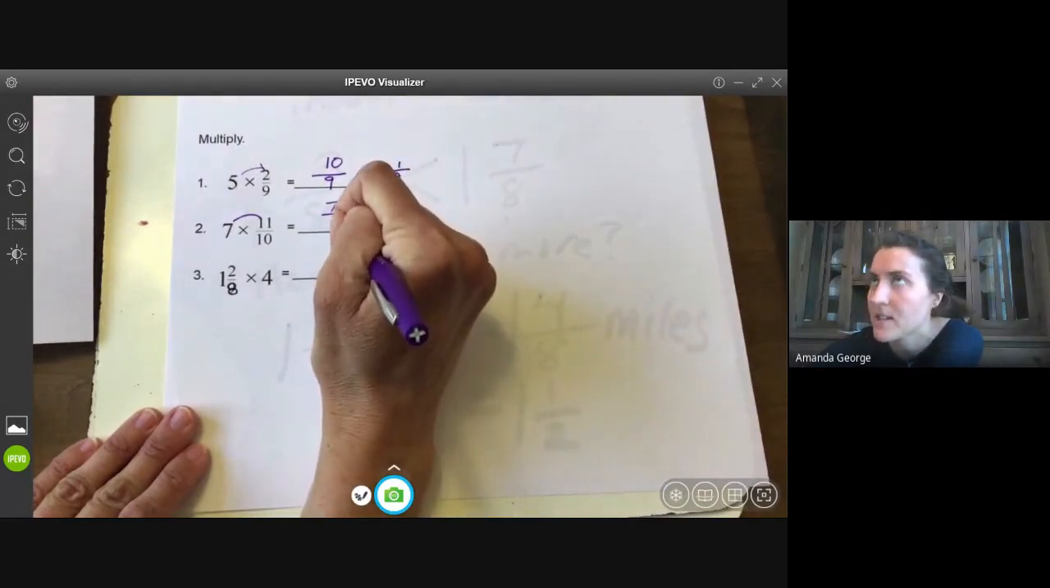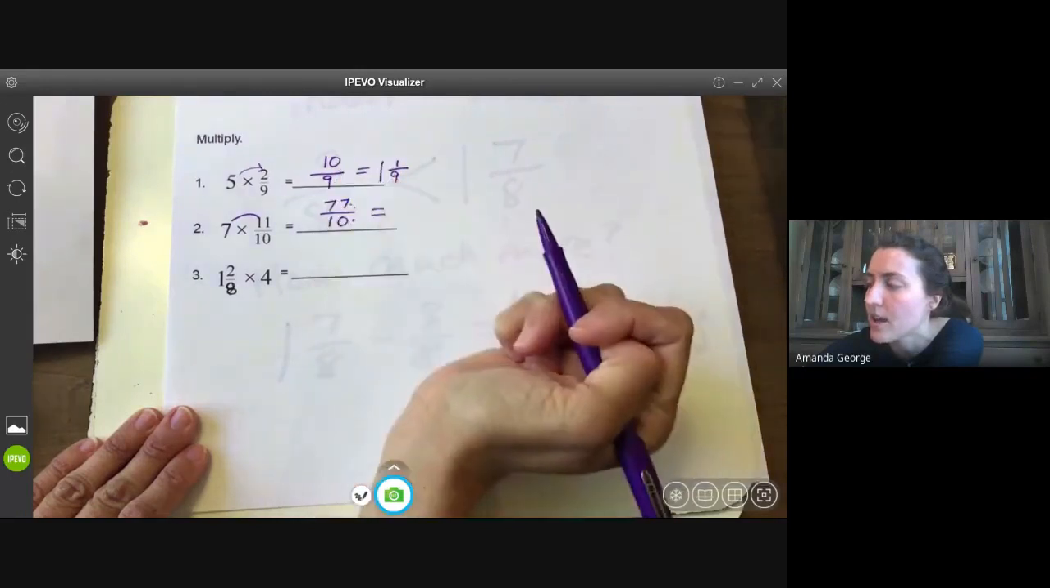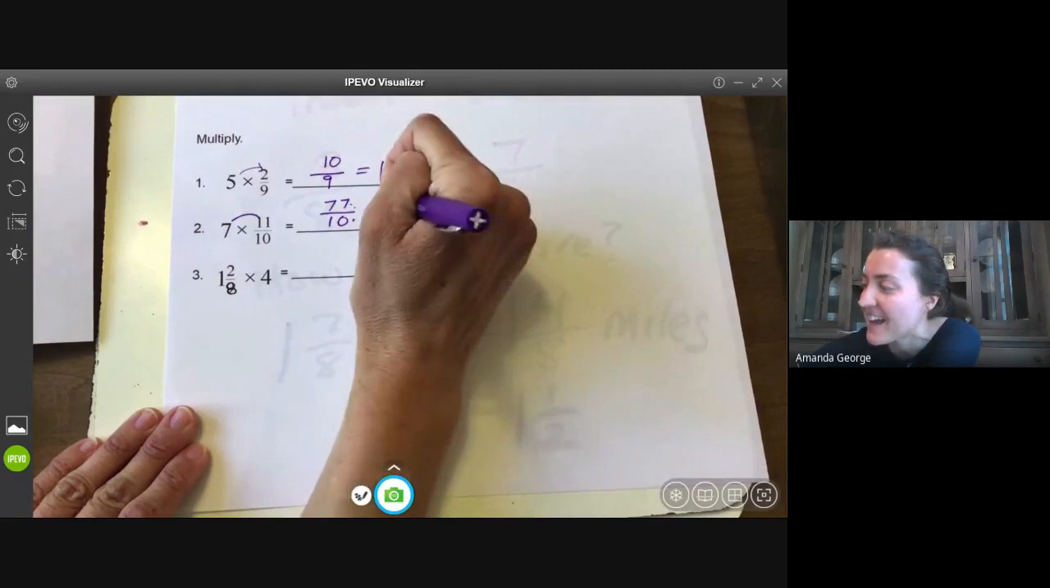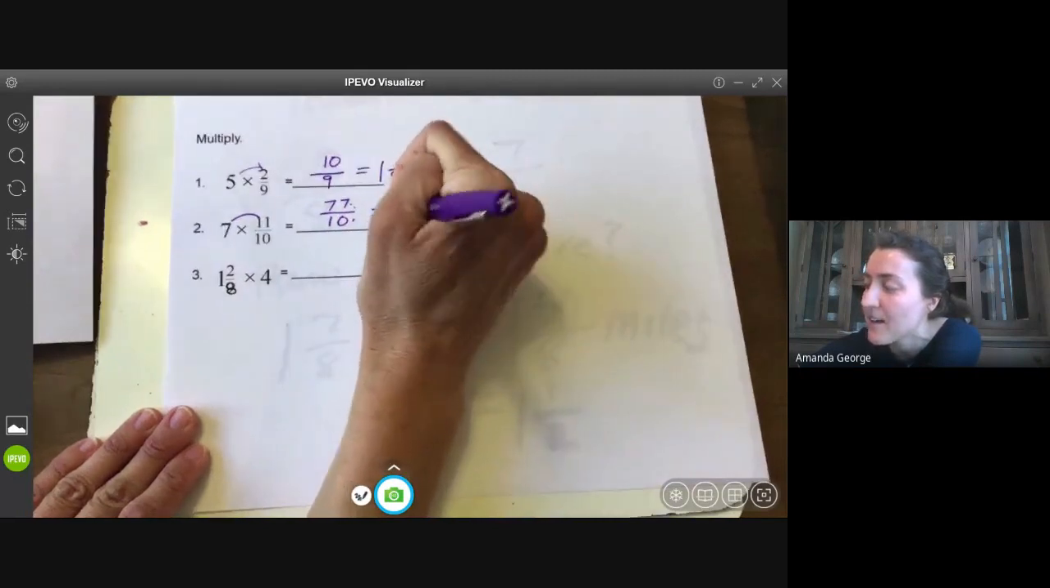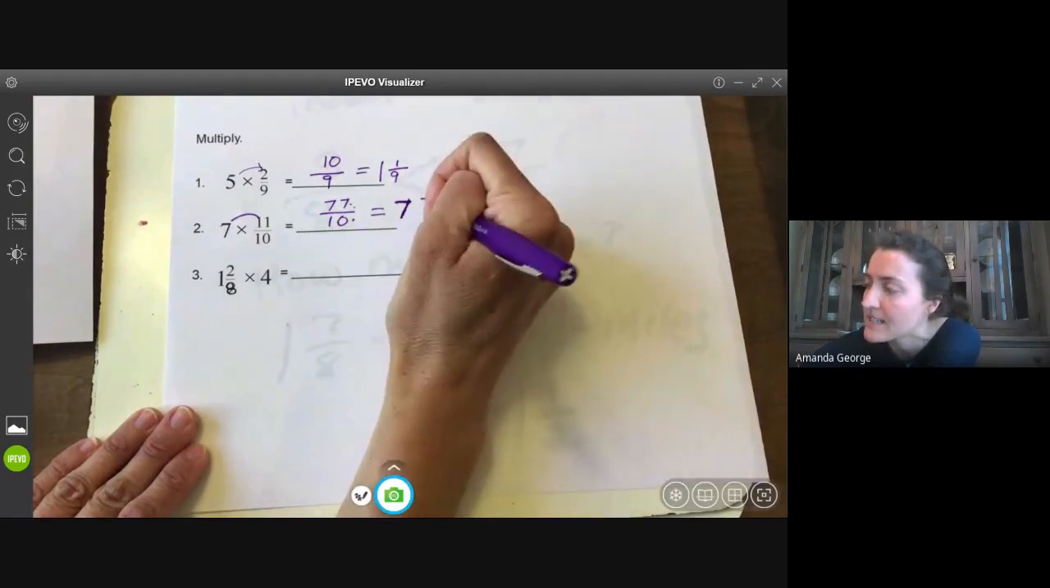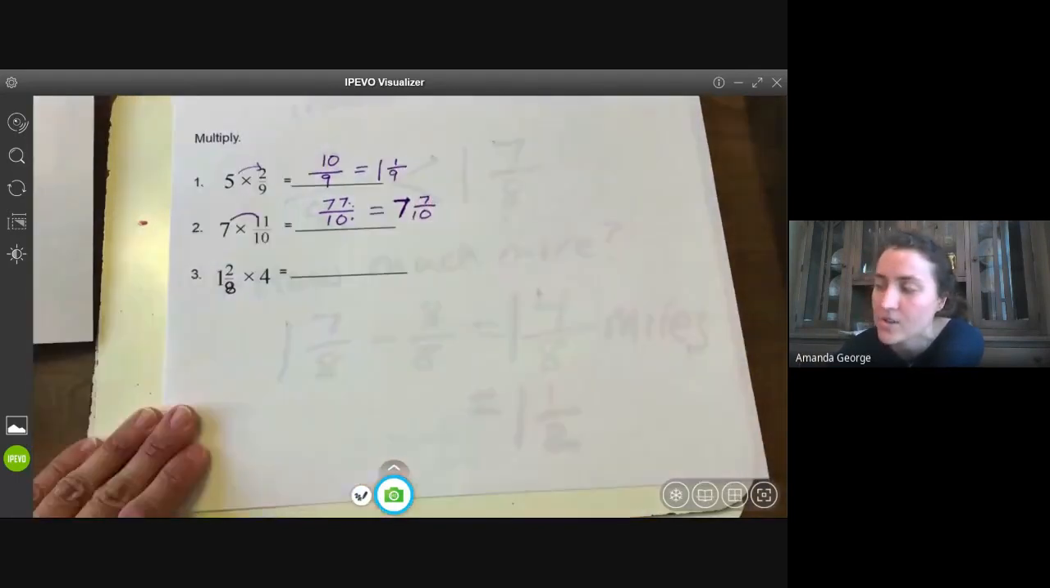Now we know that this is the same thing as 77 divided by 10. So I have to think, how many times could 10 go in without going over? Good. Some girls already converted it really fast. I would say that's 7 wholes because 70/10 is 7 wholes. And I still have 7/10 extra. So those ones are the same.